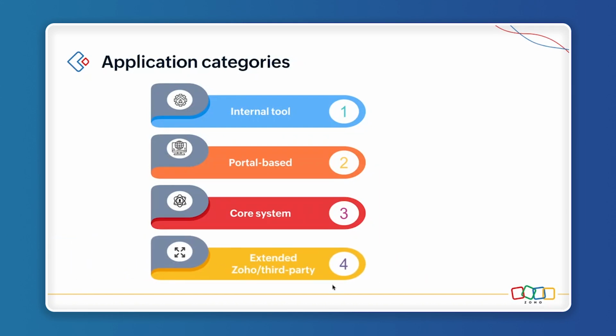And the last is the extended Zoho or third-party application. If I'm trying to integrate my Creator application with any other third-party services or other Zoho applications to push and pull data and make the applications communicate, those types of applications come under the category extended Zoho or third-party application. So every application we build on Creator comes under any one of these categories or a combination of these categories.